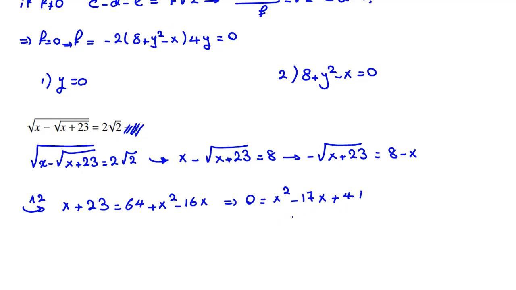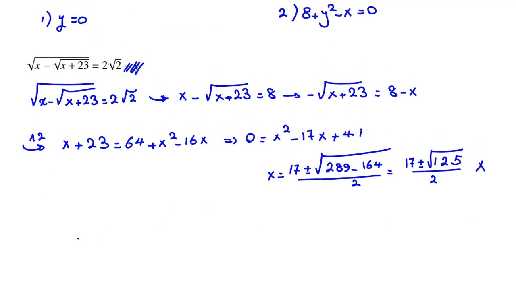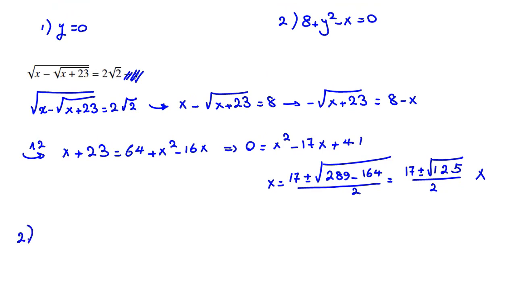If you calculate the delta or discriminant, let's see. x is negative b, 17, plus minus the square root of 17 squared, which is 289, minus 4 times 41, which is 164, over 2. So it will be 17 plus minus the square root of 125 over 2. The square root of 125 is not a perfect square. So in this case, we don't have any answer. Let's check the second case, because here we found real solutions. The problem says x and y are integers. 8 plus y squared minus x equals 0.